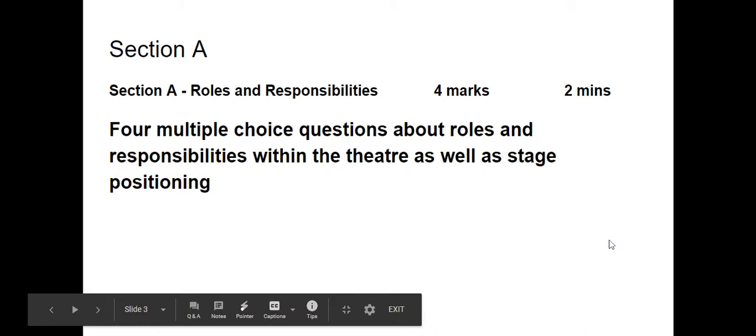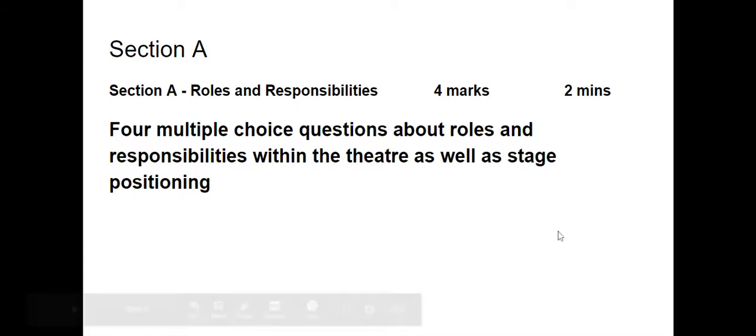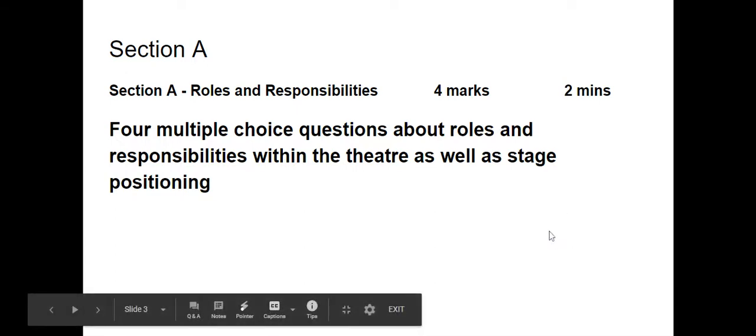So section A, as you know, this is the multiple choice questions, 4 questions. It's very, very quick. You either know it or you don't. So I'd move on and guess if you don't. But it's about roles and responsibilities in the theatre, stage positioning, and stage types. I've put 2 minutes down there, but as I've already told you, if you can get it done under a minute, even better. And then move straight on.